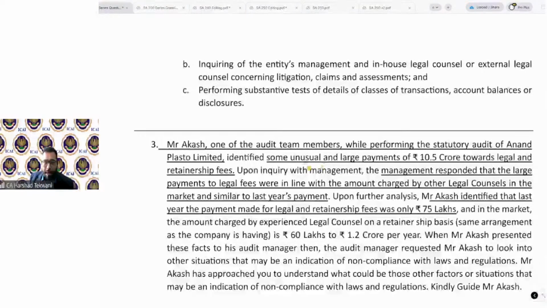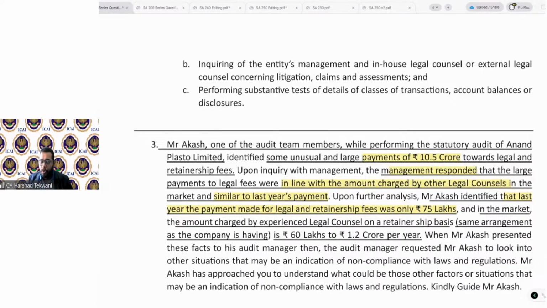So see the comparison. In the current year, payments of 10.5 crore were made, but last year it was only 75 lakhs. And management responded that it is in line with the amount charged by other legal counsels and similar to last year's payments. Also, in the market, the amount charged by an experienced legal counsel on a retainership basis, based on the same arrangement as the company has, is 60 lakhs to 1.2 crore per year.